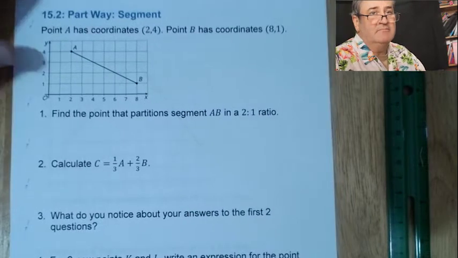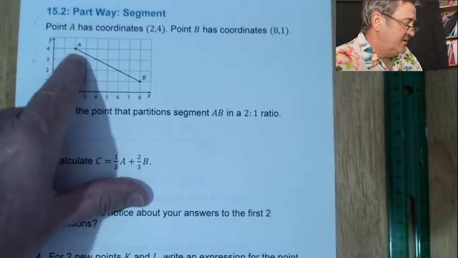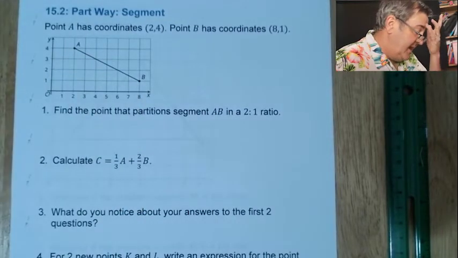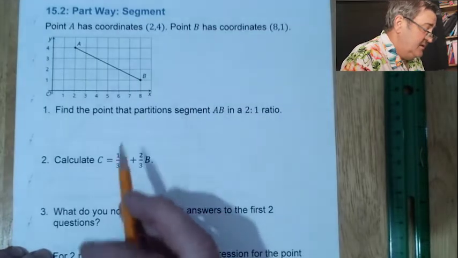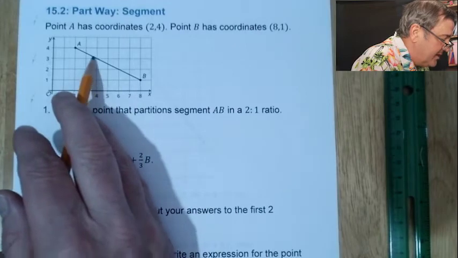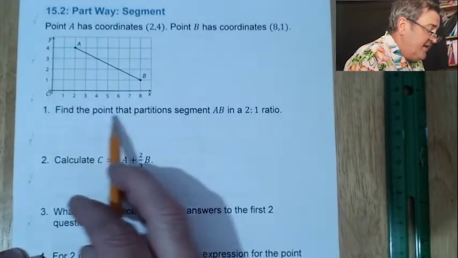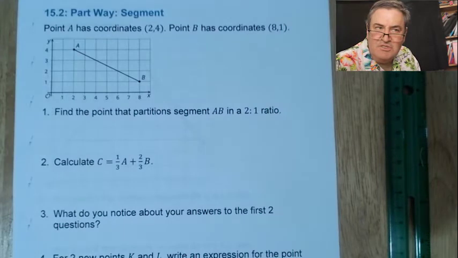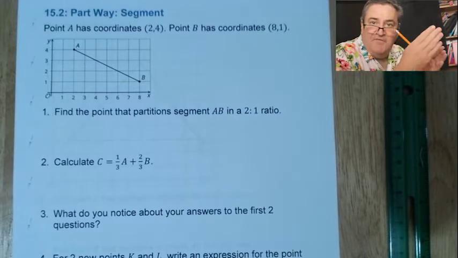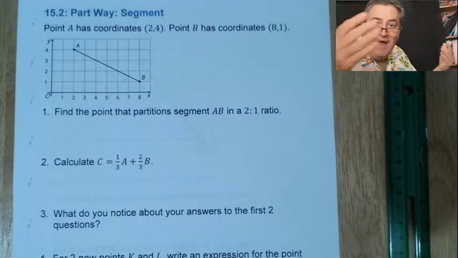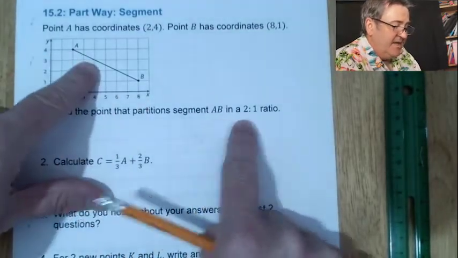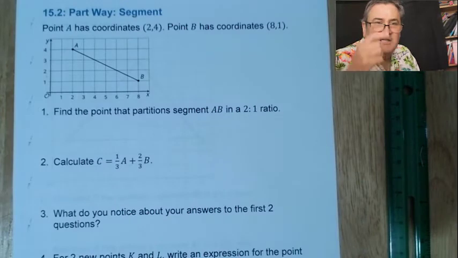Part-way segment. Okay, so point A has the coordinates (2, 4). There it is right there. And point B has the coordinates (8, 1). All right, and this doesn't say find the midpoint. The midpoint is not going to be on an actual point of the grid where an x and y meet. This says find the point that partitions. Partitions just means to divide it, right? When you partition something up, you put a divider between two things, or between 5 things and partition them all out. This partitions the segment AB in a 2-to-1 ratio. All right, let's talk about that.